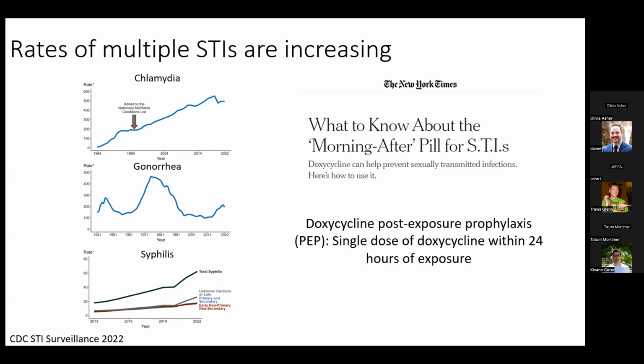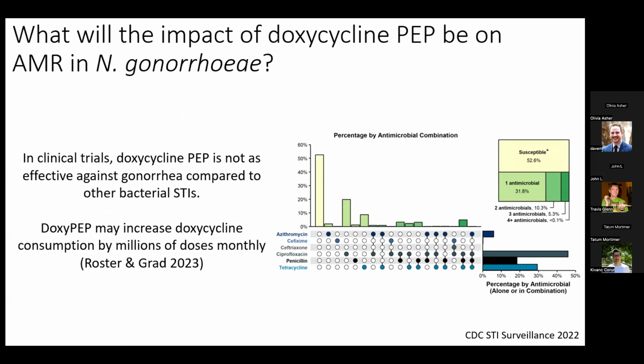Now, in the clinical trials, doxyPEP worked against chlamydia and syphilis, but it doesn't work quite as well against gonorrhea. And that's because of pre-existing tetracycline resistance in the gonococcal population. So I just told you a lot about tetracycline resistance in our diagnostic study. And doxycycline and tetracycline are in the same antibiotic class. And so while we don't know exactly what the cutoffs are for doxycycline, we think that probably it's not as effective because we know that part of the gonococcal population is already resistant to tetracycline.